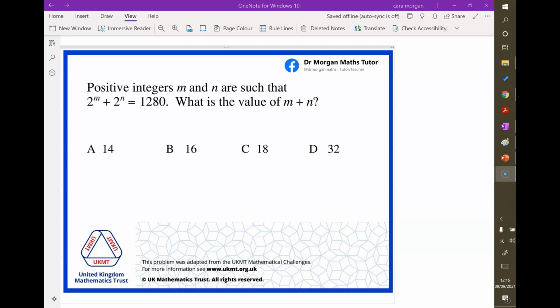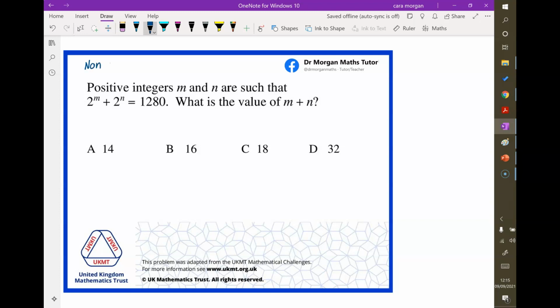And today I've got a focus on indices. This question was taken from one of the Maths Challenge senior papers and is to be done without a calculator. The question says positive integers m and n are such that 2 to the m plus 2 to the n is equal to 1280. And what we've got to do is find the value of m and n.